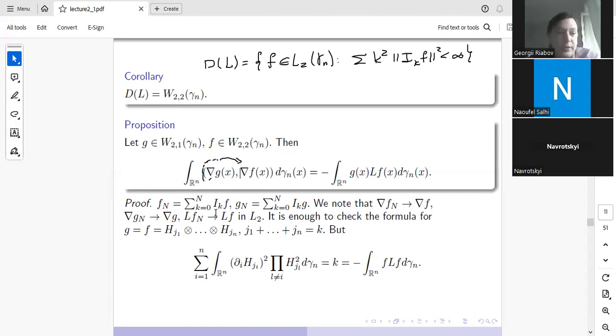And finally, observe that when g and f are Hermite polynomials of different order, then the left side and right side are equal to 0. So they can be taken of the same order. Let's say h_{j1}, ..., h_{jn}. Let k be the sum of the j's.